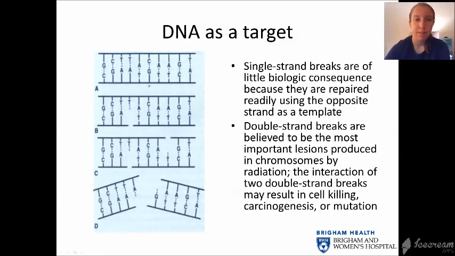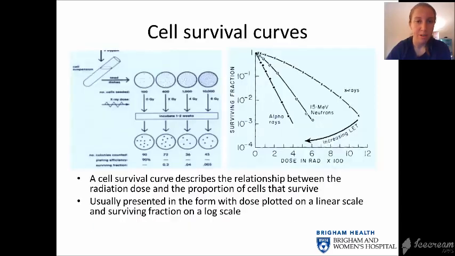So you can see here, this is DNA that's intact, not damaged. You can get a single strand break here, but if you have a single strand break, the DNA can basically repair itself because it has a template. So it knows that the adenine needs to go here. You could also get another strand break over here, but again, the DNA can repair that because it has a template. And then you can have a double strand break, like I described before. And these are believed to be the most important lesions produced in chromosomes by radiation. So the interaction of double strand breaks can result in cell killing, carcinogenesis or mutation.